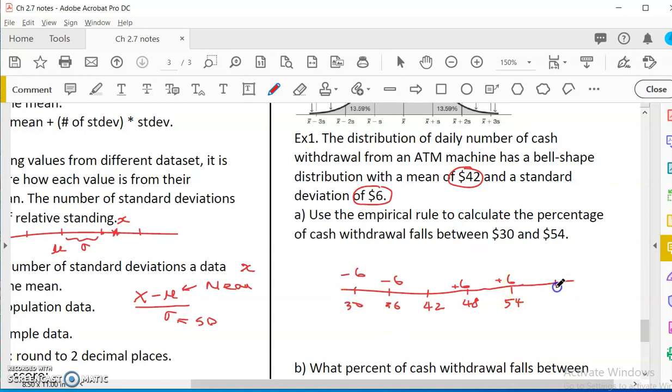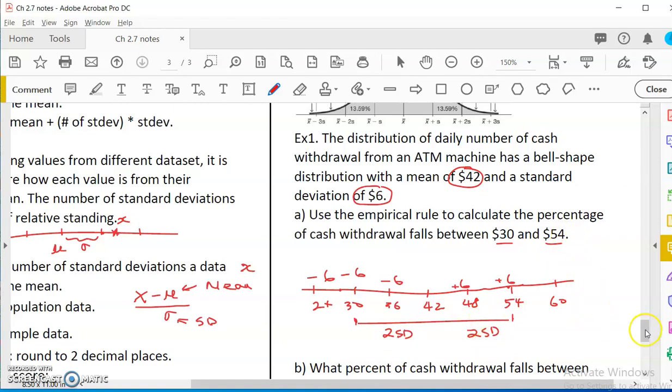We should do one more, right? So this would be one more. Minus 6 again is 24. Plus 6 again, 54 plus 6, that's 60. Now, we want to know what percentage fall between 30 to 54. Oh, 54 falls here, right? 30 falls here. How many are they from the mean? This is 2 tick marks, so 2 standard deviations. The other side is also 2 tick marks, so there are 2 SD below and 2 SD above.